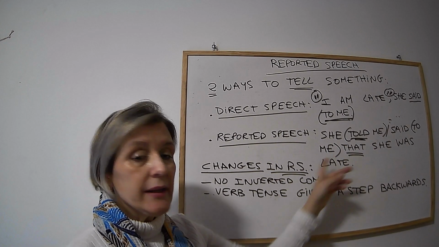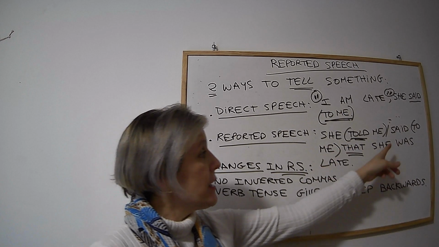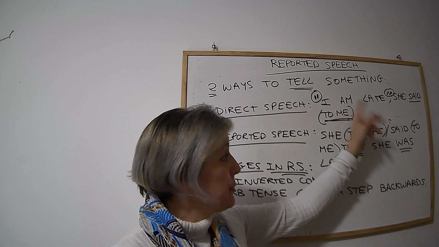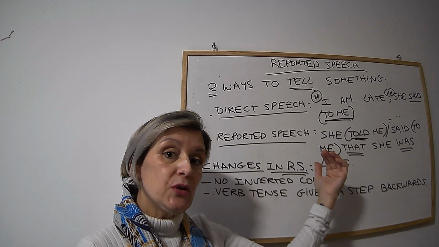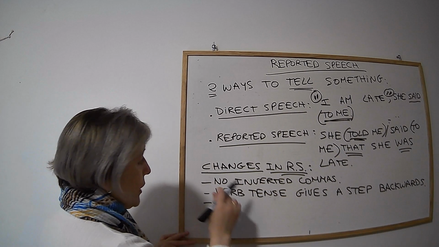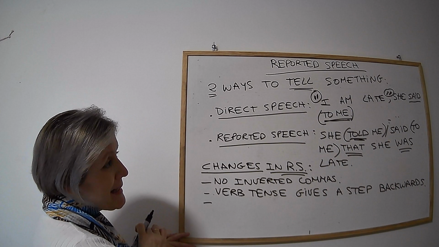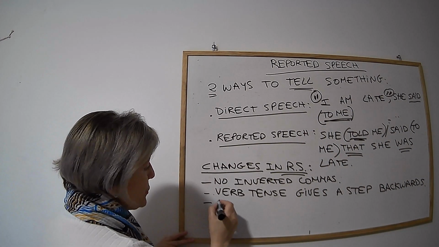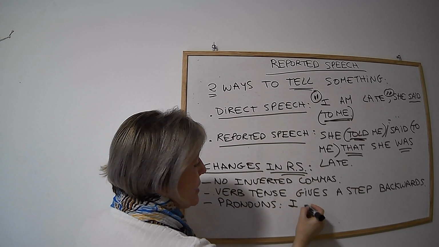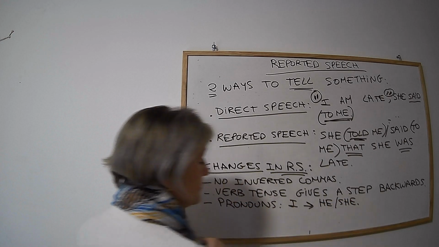So if the verb is in the present simple, like I am, in direct speech, in reported speech we say was. The present simple changes to the past simple, and the past simple changes to the past perfect. Okay? Another change from direct speech to reported speech is that sometimes the pronouns change. For example, I usually changes to he or she.